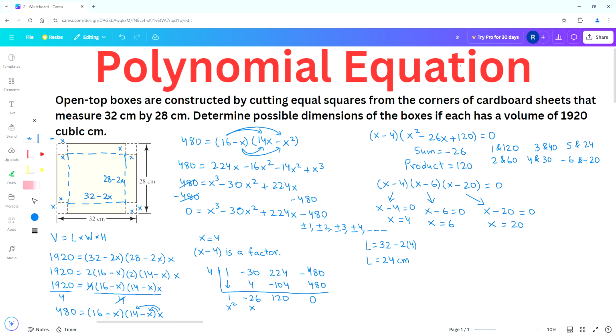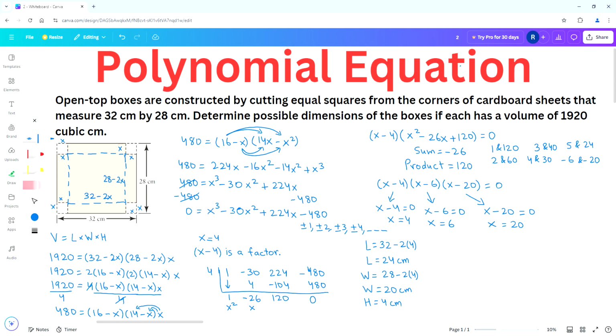Next we can find the width. The expression for width is 28 minus 2x. Two times 4 is 8. 28 minus 8 is 20. The unit is centimeter. The height of the box is 4 centimeter. So the first possible set of dimensions are 24 centimeter by 20 centimeter by 4 centimeter.